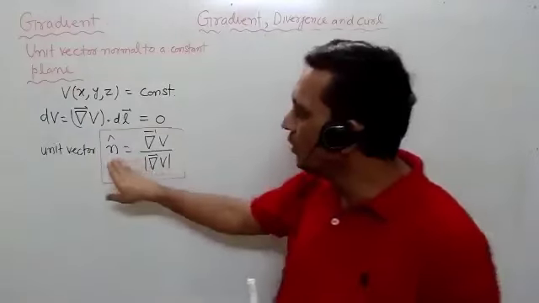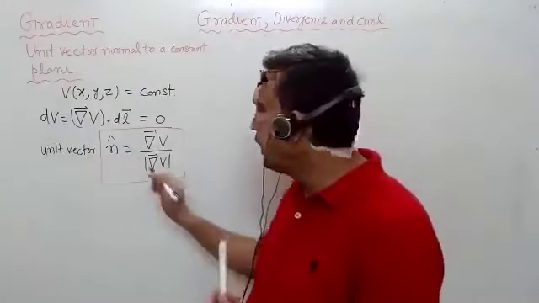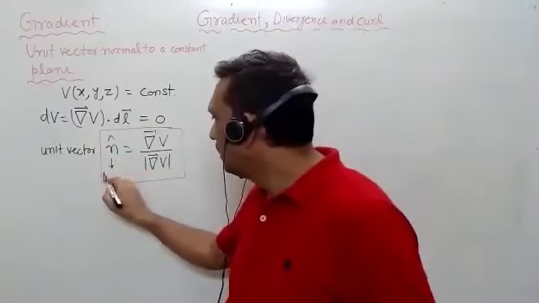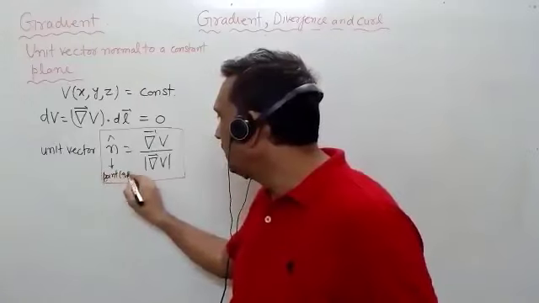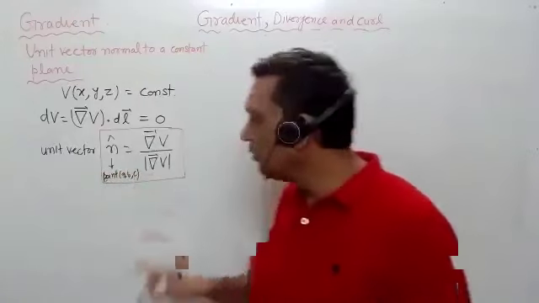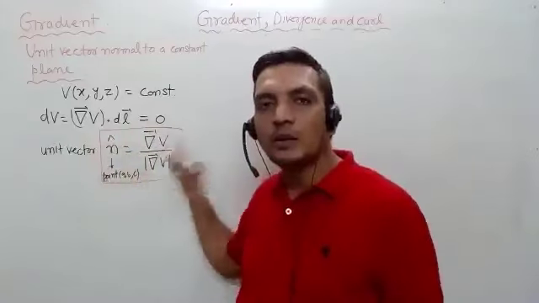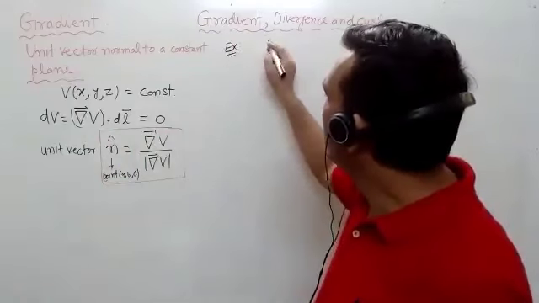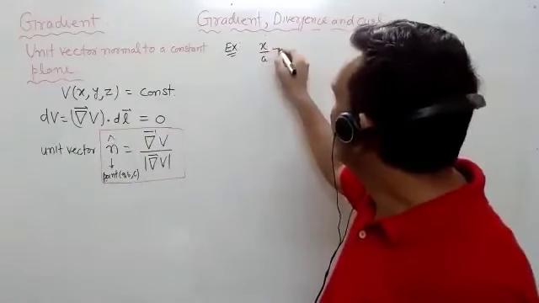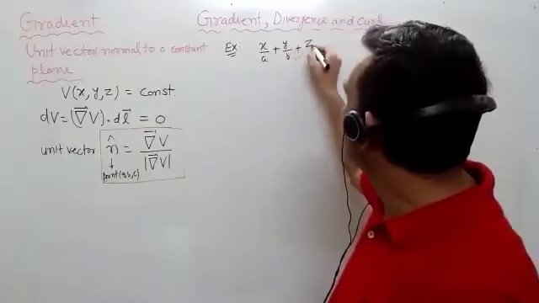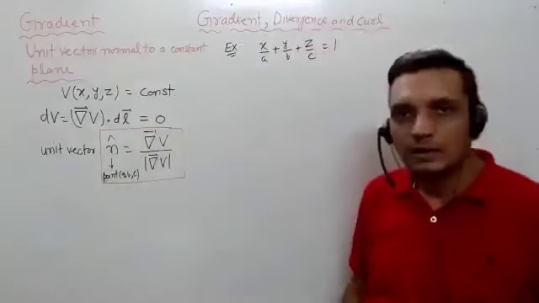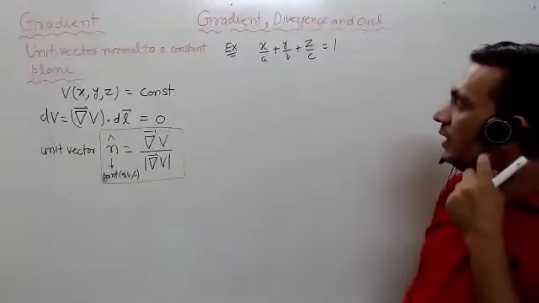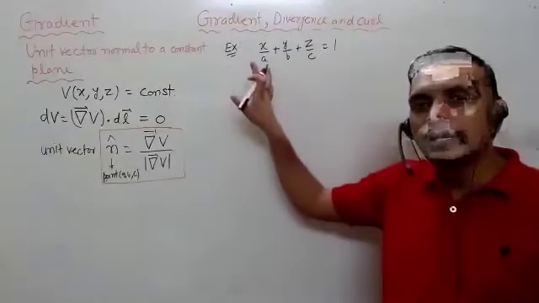So this is the unit vector normal to a constant plane. Again, it's at a particular point. Let's say any point is given, point A, B, C. At a particular point, you can find unit vector normal to that plane. For example, let's say you have x by A plus y by B plus z by C. This is some constant plane, and you have to find unit vector normal to this plane.